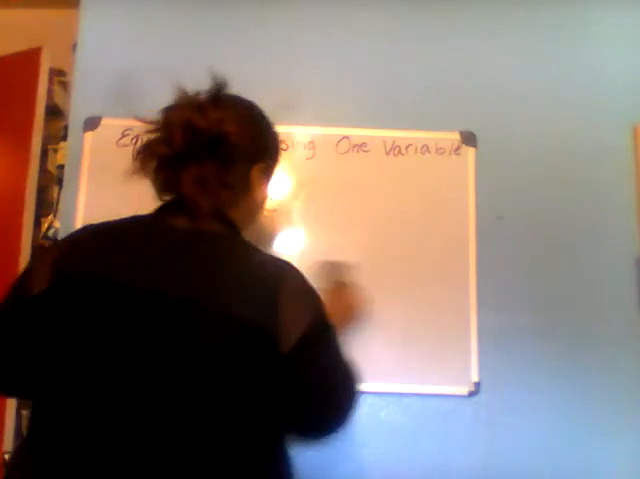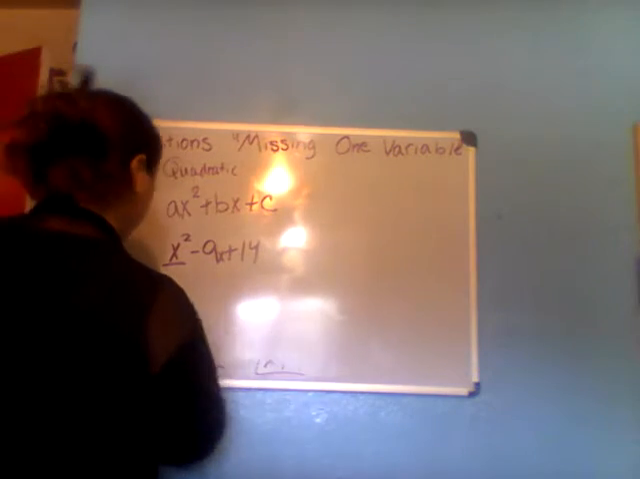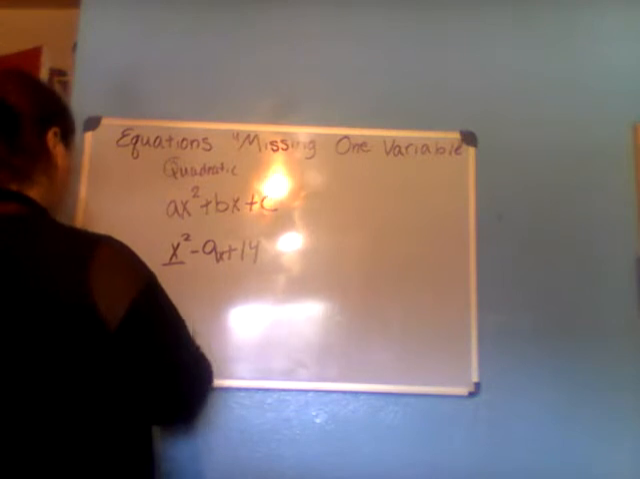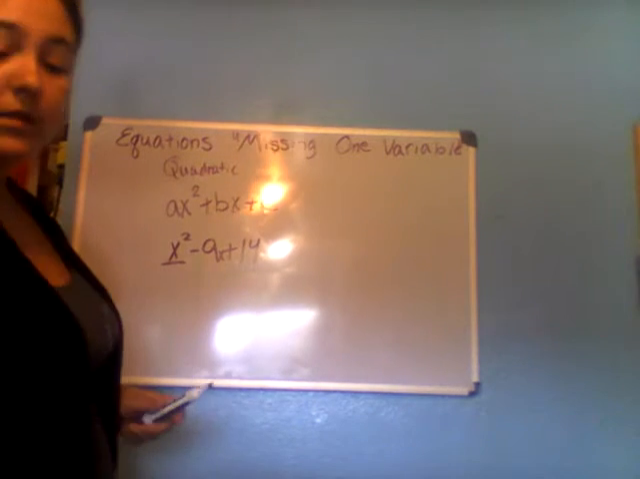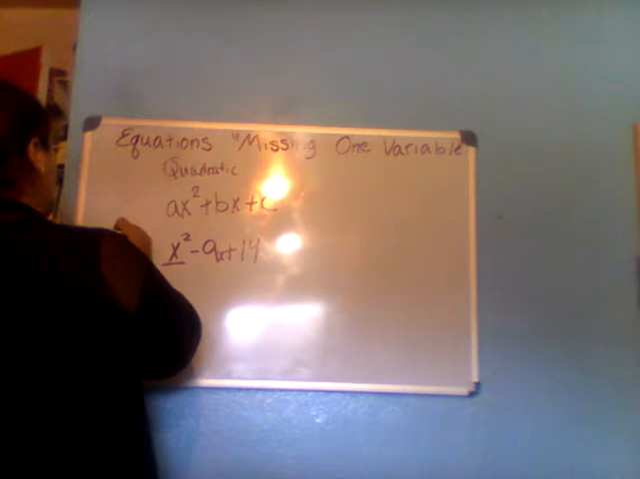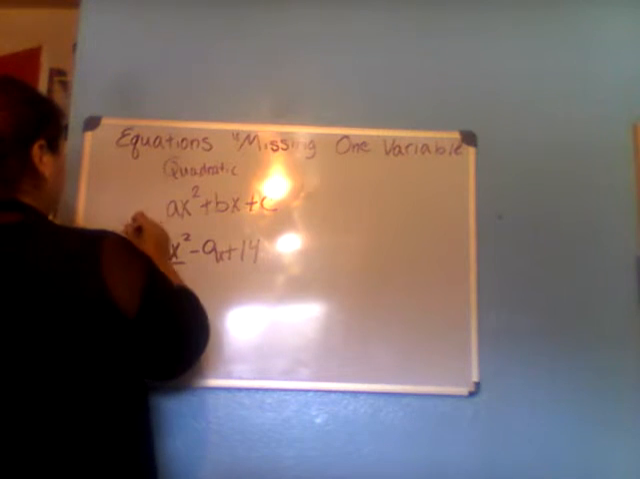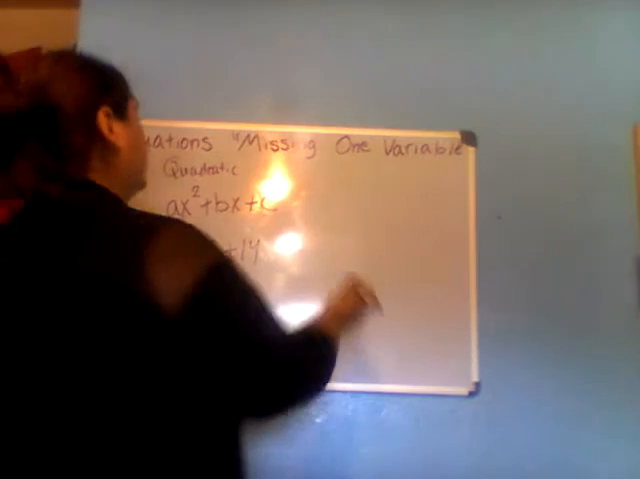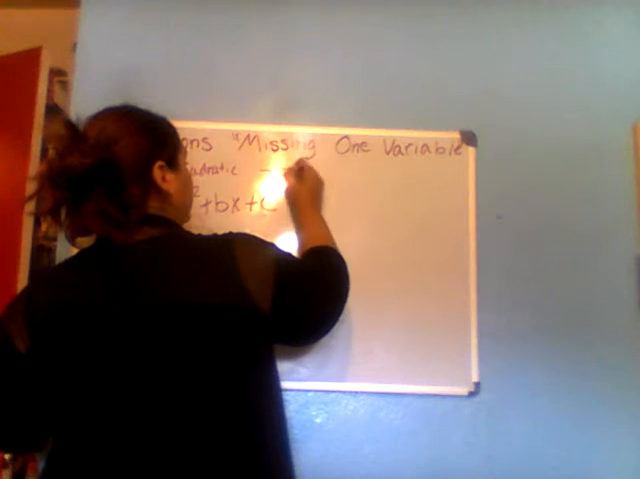Another way is using the quadratic formula. And we're going to go ahead and use the same problem just because we're going to see if our answers equal the same. So we ended up having what? X equals 2 and 7 being our answers. So let's use the quadratic formula. We'll put formula.